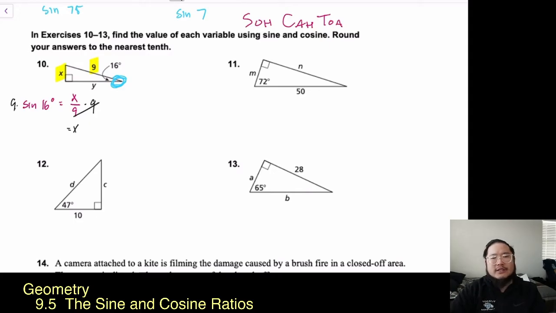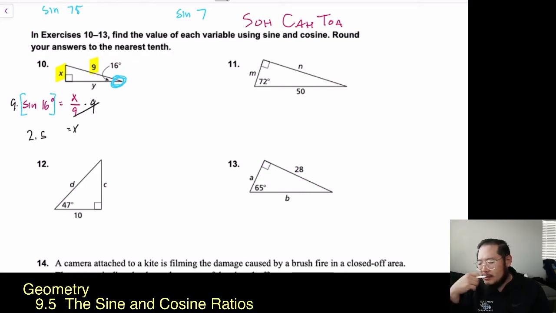9 times sine of 16. Don't forget, when you plug that into your calculator, you may have to make sure that your calculator is in degrees mode, not in radians. So when you plug that into your calculator and round to the nearest tenth, you get approximately 2.5. Practice it, boys and girls. Make sure you might have to put the sine 16 in parentheses or in a bracket so that you can get the correct answer. All right, so there's that right there.